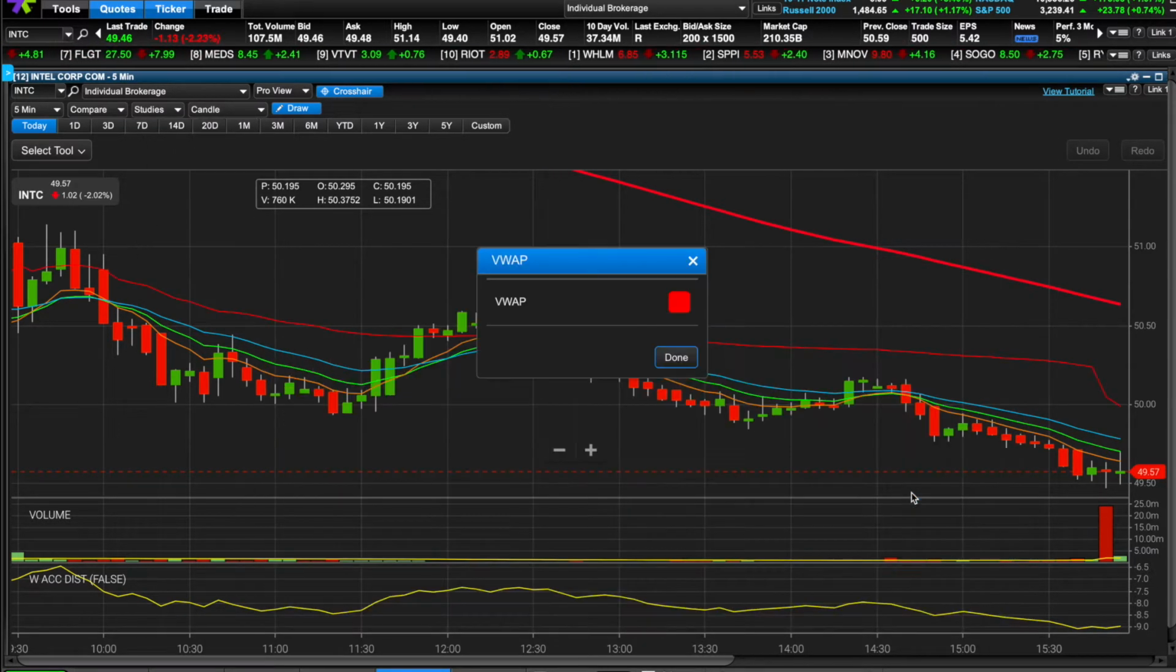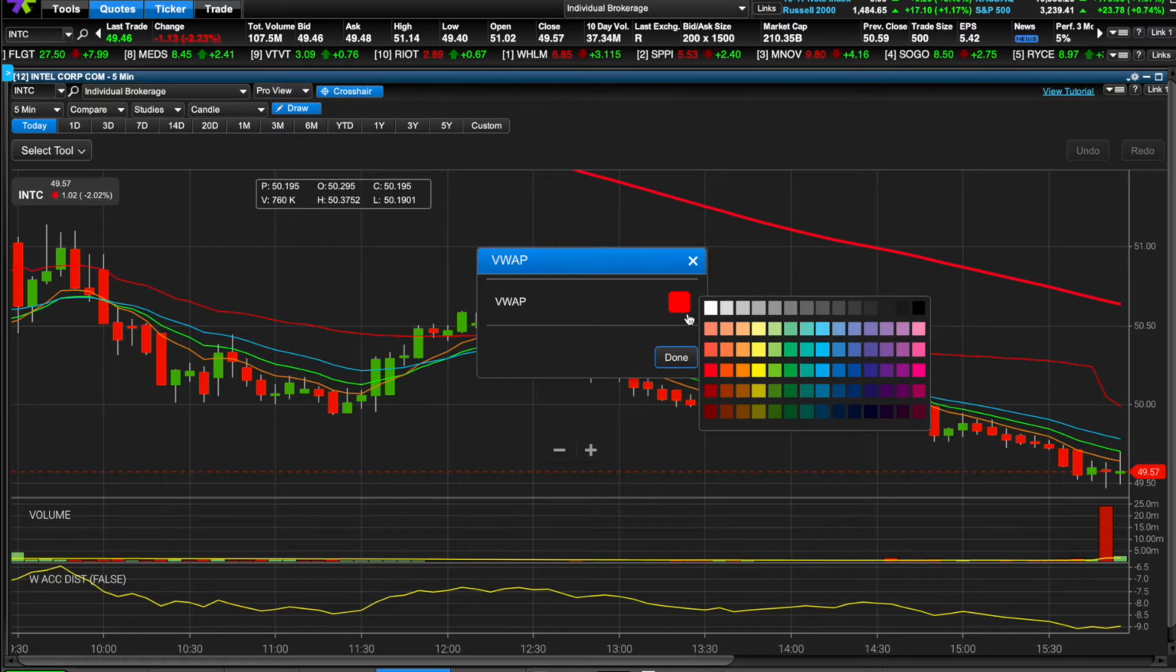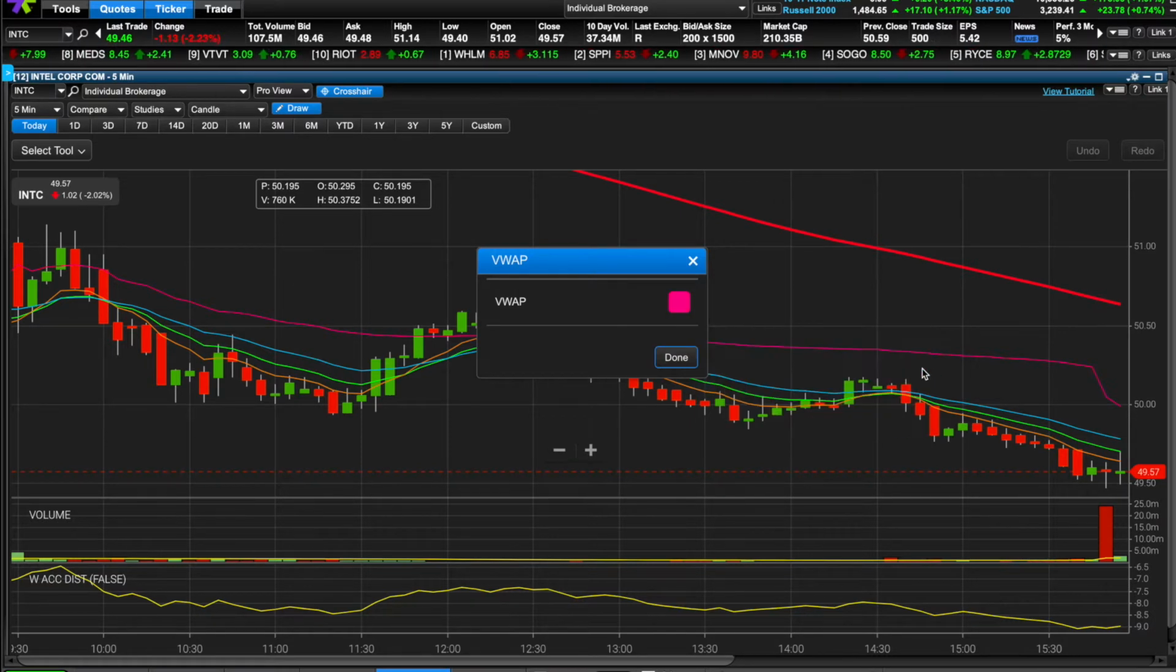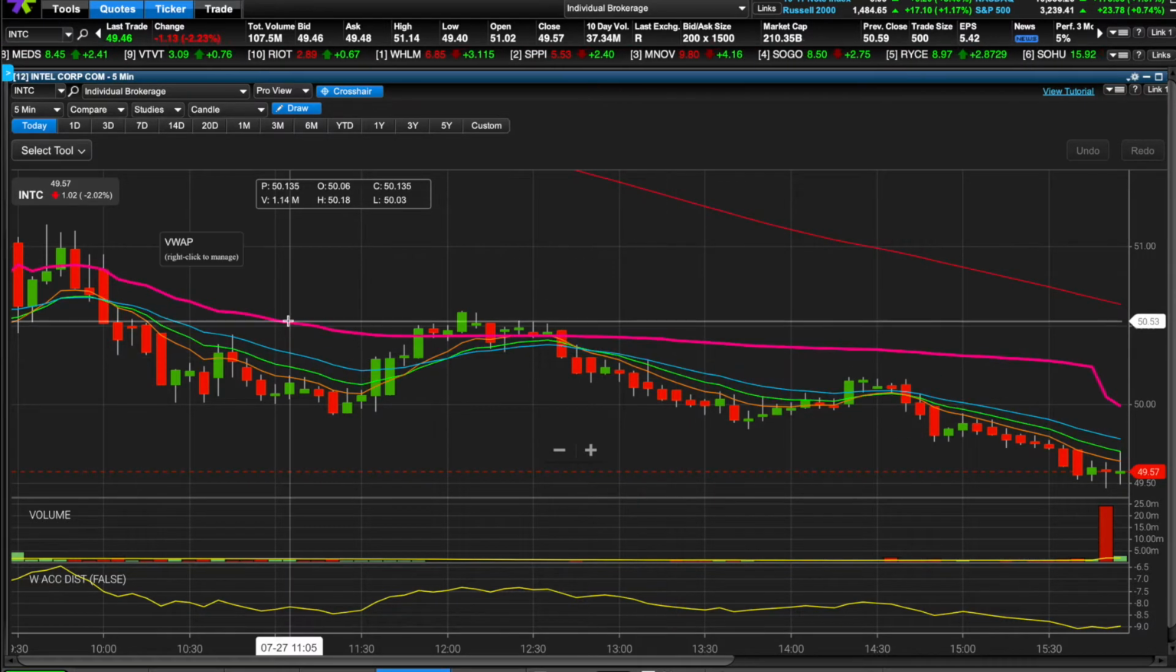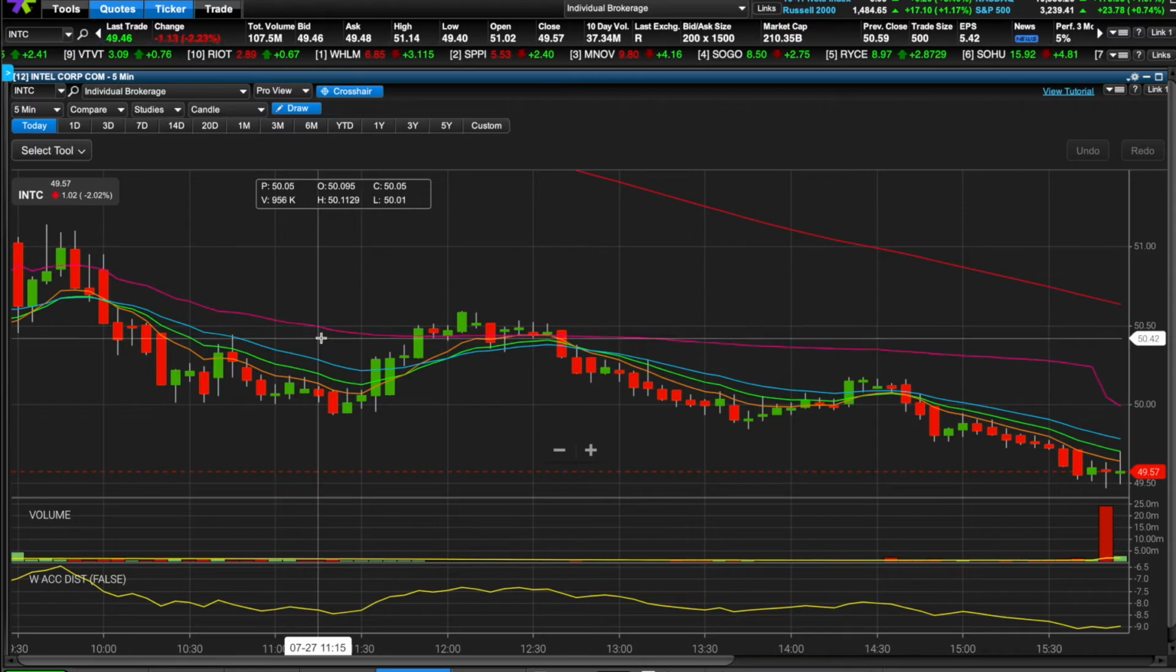So we're going to go to VWAP, and I'm going to make it bright pink. That way we can see it. Kind of stands out away from my moving averages. That way I don't get confused. So basically, you use VWAP for day trading or intraday trading and charting, and it is typically used as support and resistance or entry or exit strategies on any given day.